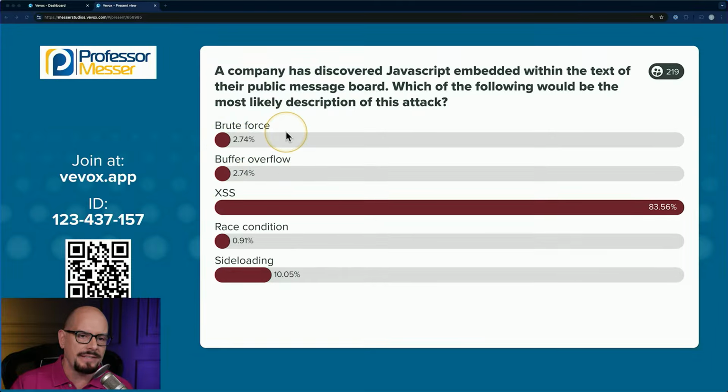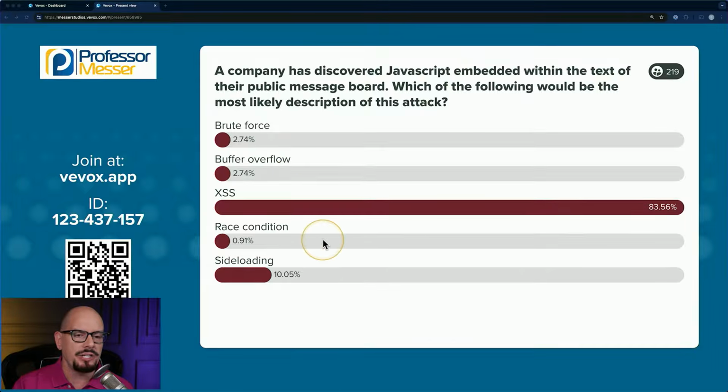Brute force is obviously an attack type where we are trying to constantly gain access to a system by either iterating through a series of different options or trying different processes to be able to gain access. That was not the situation here. Embedded JavaScript is not a brute force attack. It's also not a buffer overflow attack. Buffer overflow is something the attacker can do themselves. Embedding JavaScript into a public message board itself is not a buffer overflow attack.